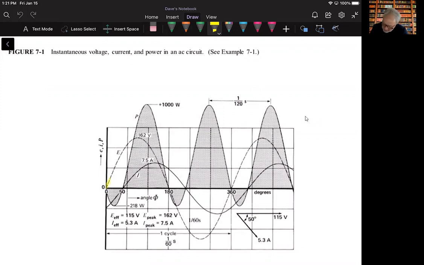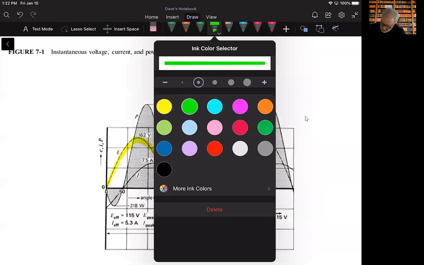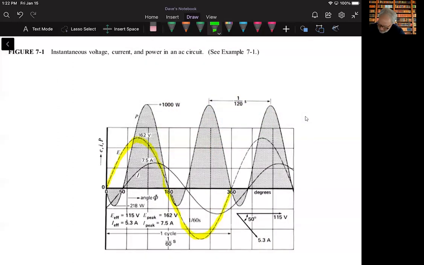Okay, so let's go through a complete cycle back to zero. Here is a sinusoidal voltage wave. Let me change colors here. And here is a sinusoidal current wave. Okay. All right. Now, also what we're seeing here, and this is strange to us.